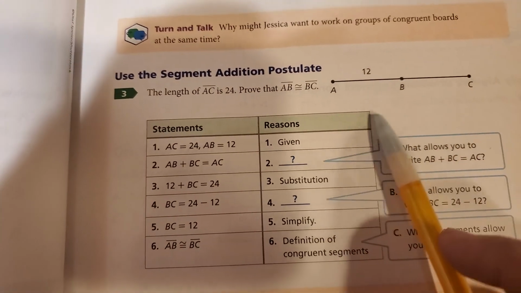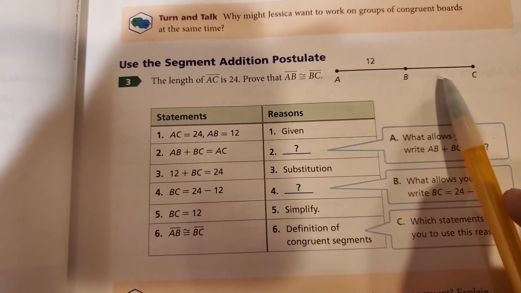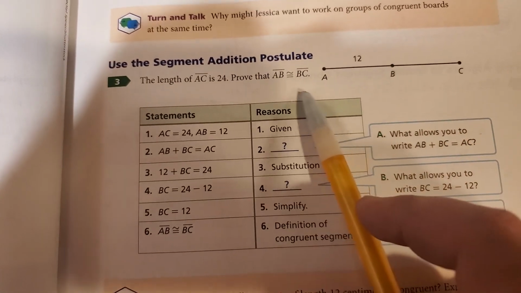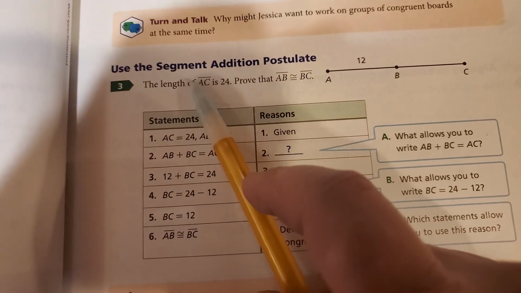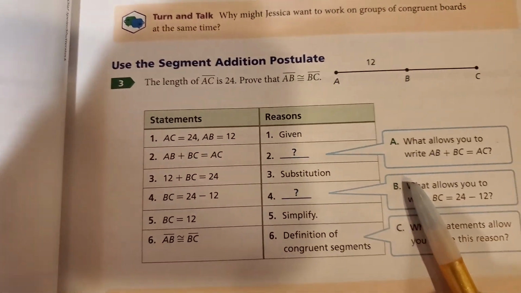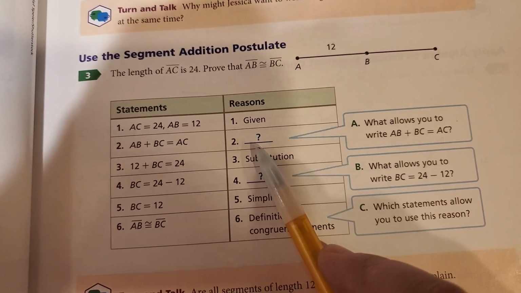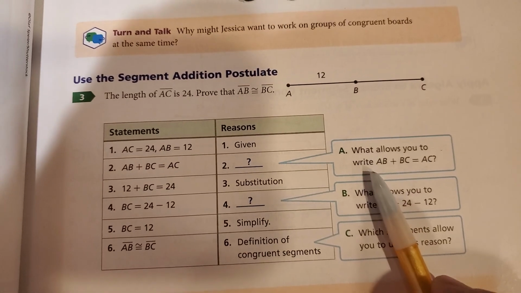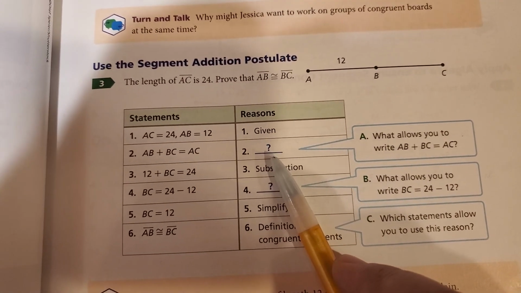When they're adding two smaller segments that are side by side in order to get a bigger, fuller, longer segment, then they are using the segment addition postulate. So that goes in this blank right here for our reason. They asked us what allows you to write that. It's the segment addition postulate.